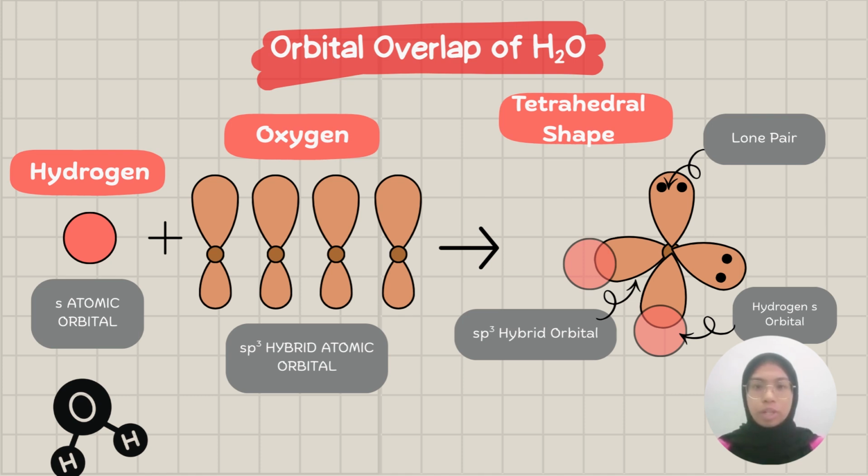Water is formed from 2 hydrogen atoms and 1 oxygen atom. Each atom has its own set of atomic orbitals, which are regions of space where electrons are likely to be found. Each hydrogen atom has 1 electron residing in its atomic orbital, which is spherical in shape, while oxygen undergoes hybridization to form 4 sp3 hybrid atomic orbitals. Hybridization is the mixing of atomic orbitals to form new hybrid orbitals suitable for bonding. These sp3 orbitals are arranged in a tetrahedral shape around the oxygen atom.